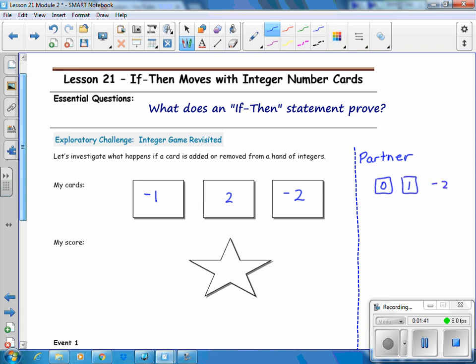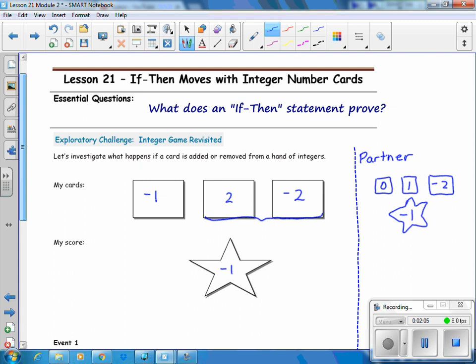So pause and figure out what the score is for you and your partner. Your score is -1, a number and its opposite equals 0, and 0 plus -1 is -1. Your partner's score is also -1. So we have a tie game going where you both have the same score.